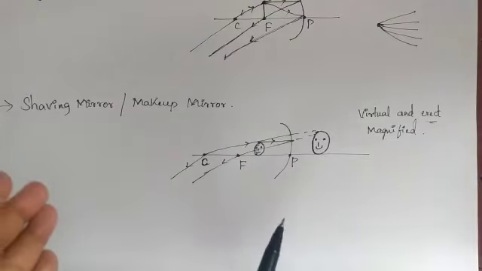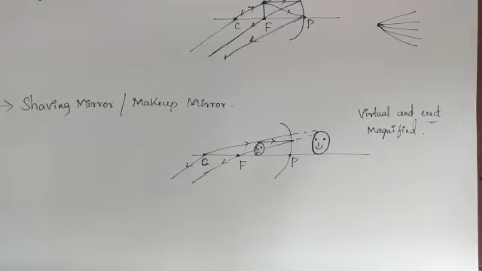This is not only in a shaving mirror, dentists also use this concave mirror to see a magnified, or I can say enlarged, image of any object. So this is one of the major advantages or major uses of the concave mirror. Okay, so next we are going to discuss the image formation in the case of the convex mirror.